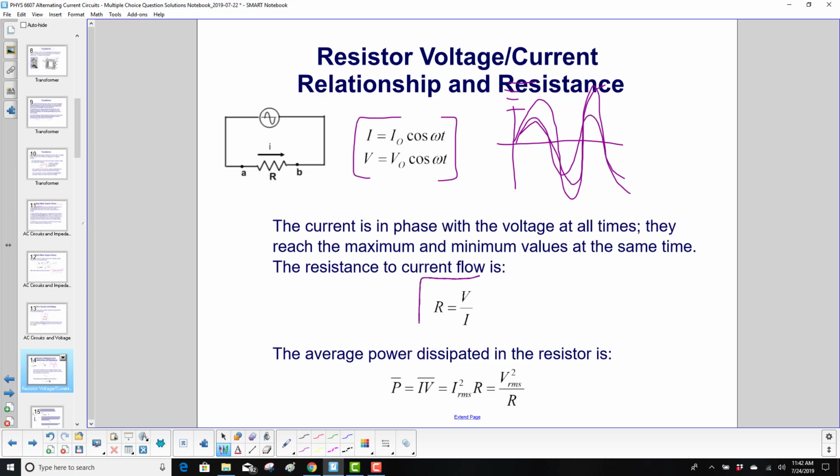We then get the resistance is V over I, that's Ohm's law, and then the average power for the resistor, and that's what the bar above the P is, will be I squared R, where I is the RMS value, and V squared over R, where V, of course, is the RMS value.